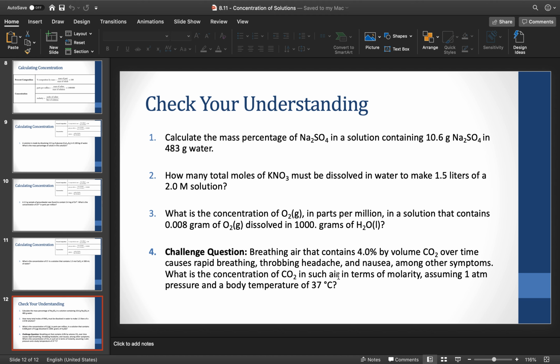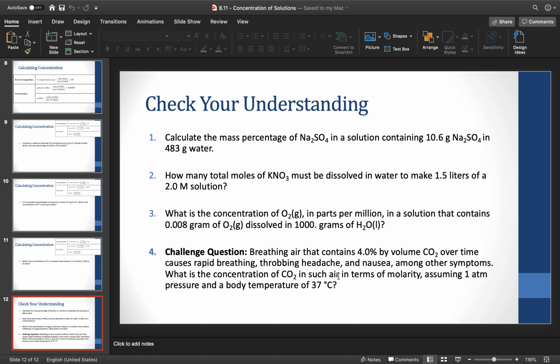So it says breathing air that contains 4% by volume of carbon dioxide will cause rapid breathing, throbbing headache, nausea, and other symptoms. What's the concentration of CO2 in that air in terms of molarity, assuming 1 atmosphere of pressure and a body temperature of 37 degrees? Okay, so this one's pretty tricky, so follow me here.